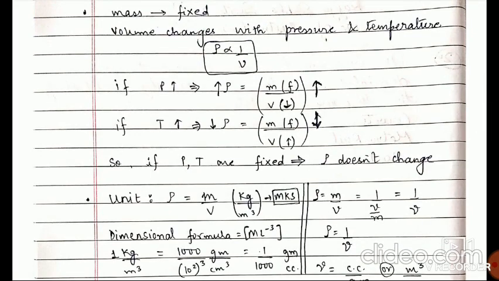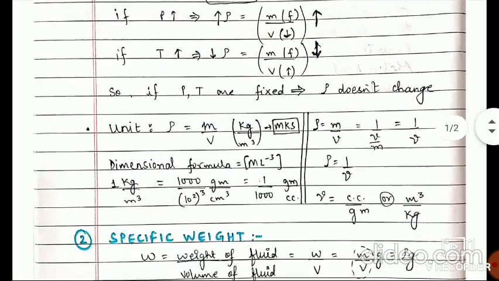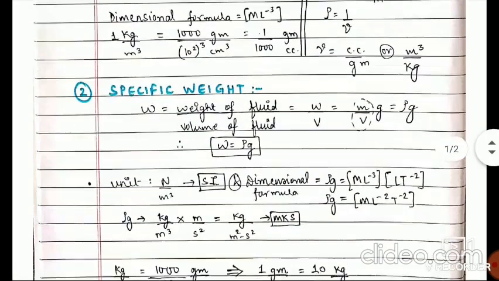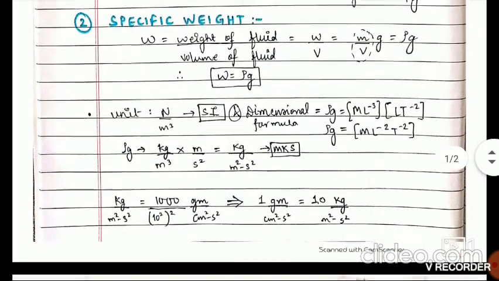Now coming over to the units of density, which is mass per unit volume, therefore kg per meter cube. It is the MKS unit, and the dimensional formula is ML^-3. 1 kg per meter cube is equal to 1/1000 of a gram per centimeter cube. Another way of expressing density is the reciprocal of specific volume, which is volume per unit mass, and its units are centimeter cube per gram or meter cube per kg.